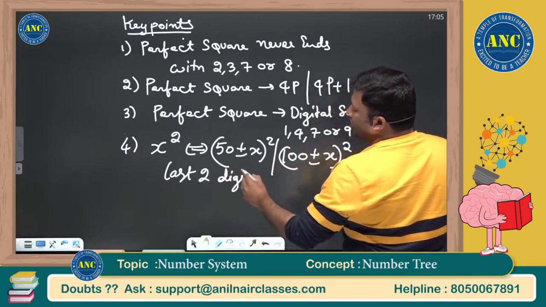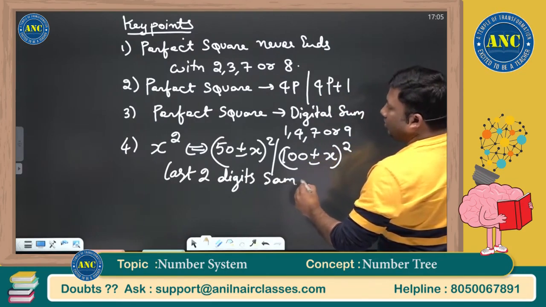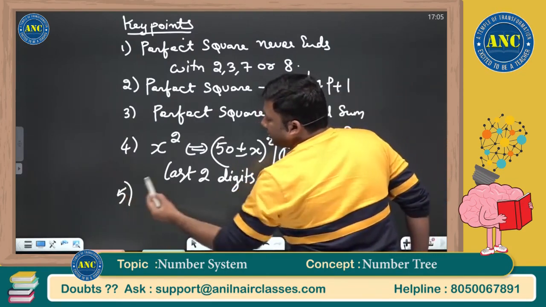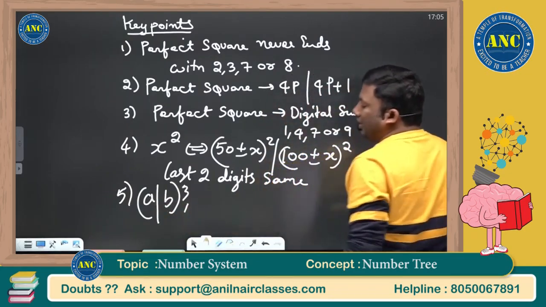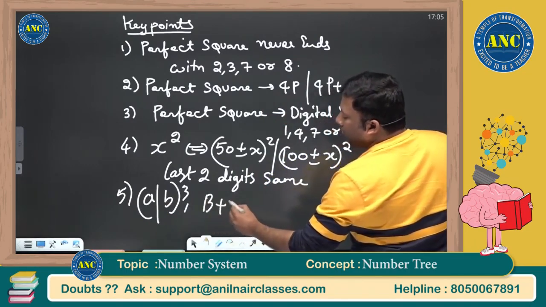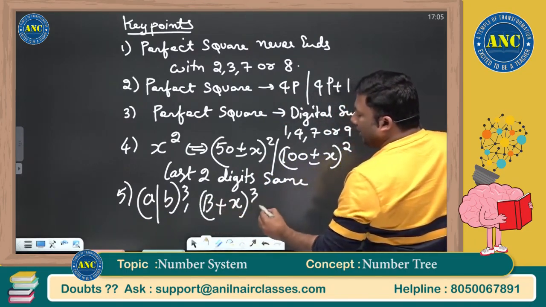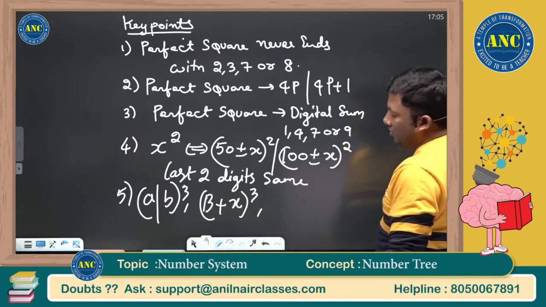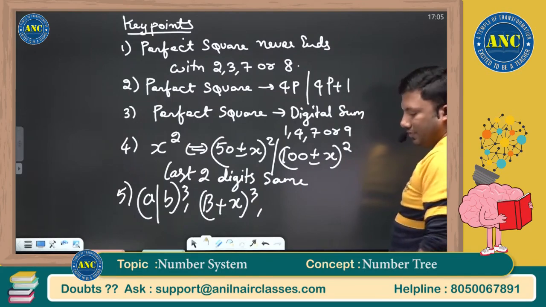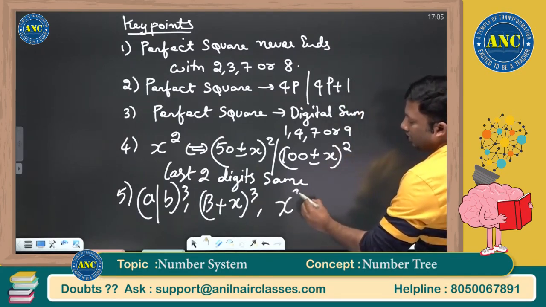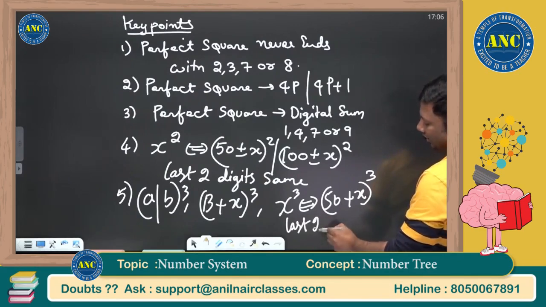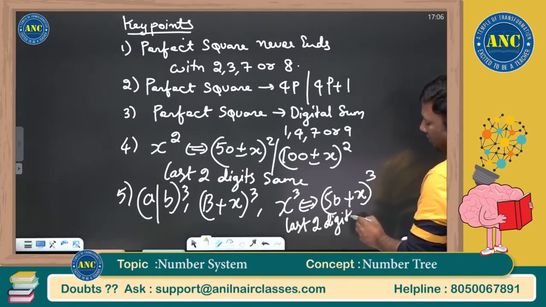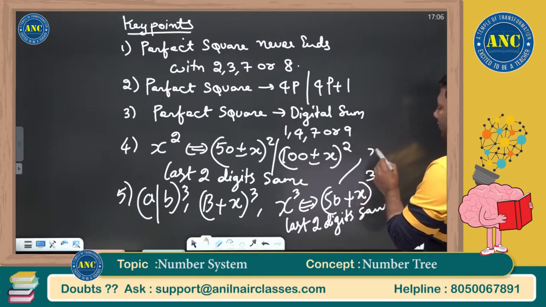Some important key points, whatever we discussed, let me write down. The second thing which we discussed is how to find the cube of a number nearer to 10 power k. Then we discussed x cube, 50 plus x whole cube: last two digits will be same if x is even. These are some of the very important key points which we discussed.